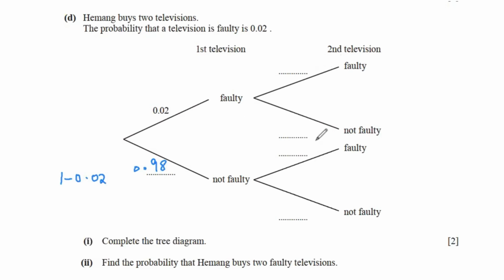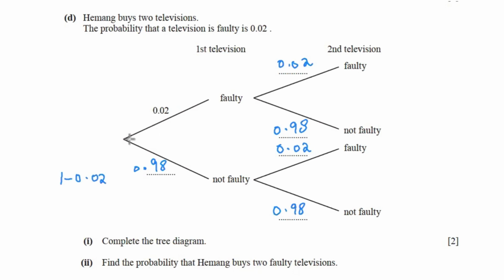Since the probabilities are not changing, this would also be 0.02. This would also be 0.98, 0.02, and 0.98. Remember, to find the probability of an event not occurring, you subtract the probability of it occurring from 1. Then it says find the probability that Hemming buys 2 faulty televisions.